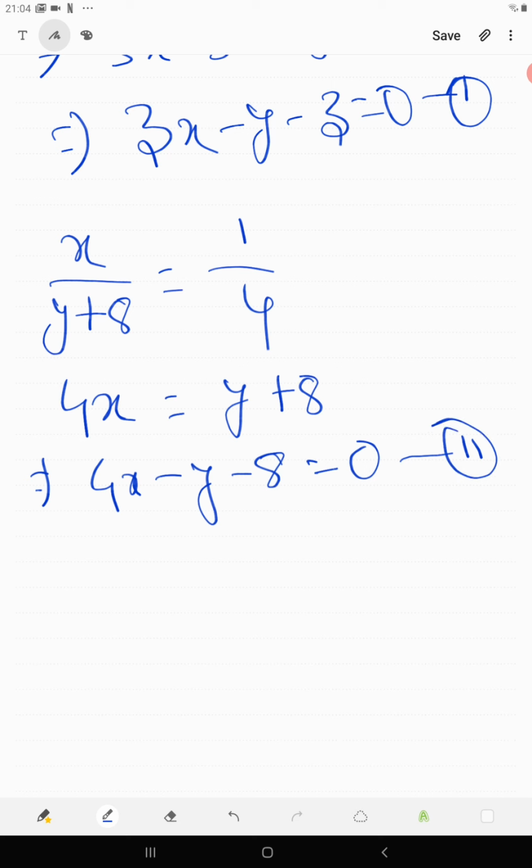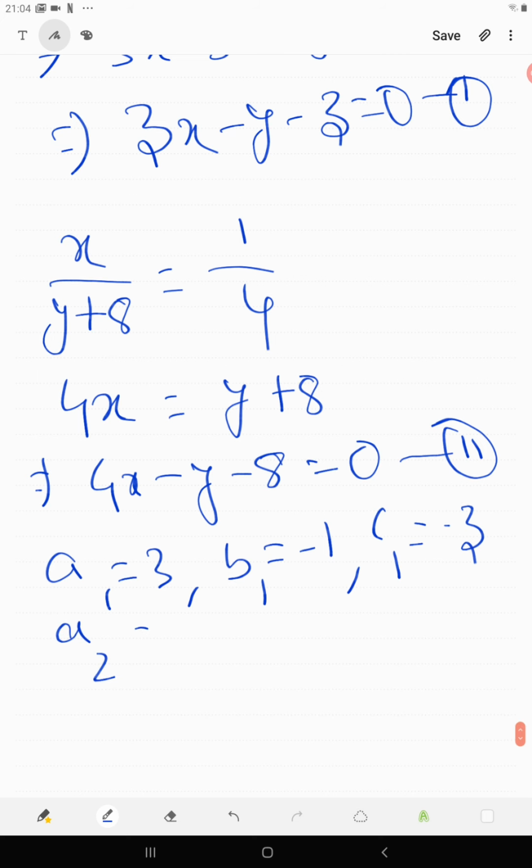So what we have: two equations now where a1 is 3, b1 is minus 1 and c1 equals minus 3. Then a2 equals 4, b2 equals minus 1 and c2 equals minus 8.